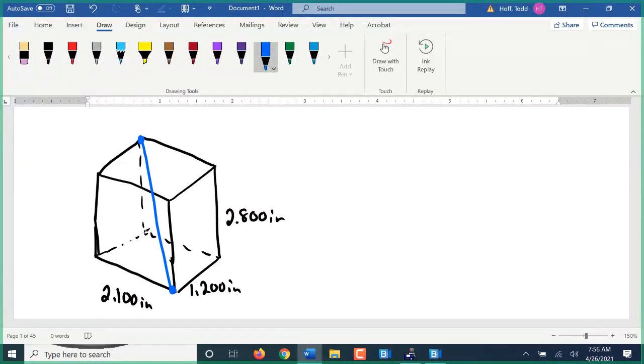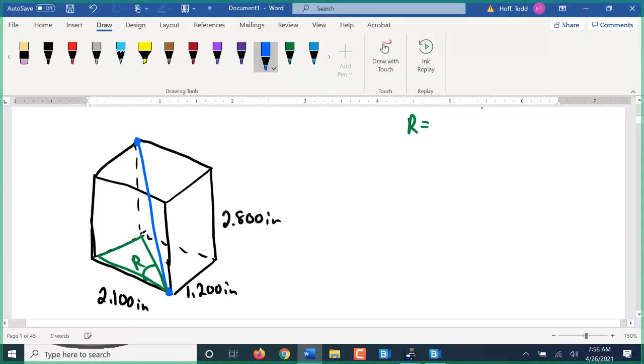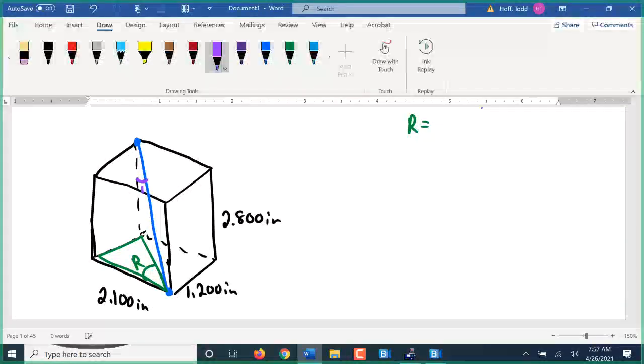Now, for the path here, I want you to find angle R. I want you to find angle T up here. And I want you to find the length of the bore. A couple minutes and we'll go over that.